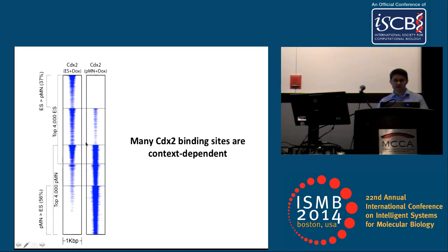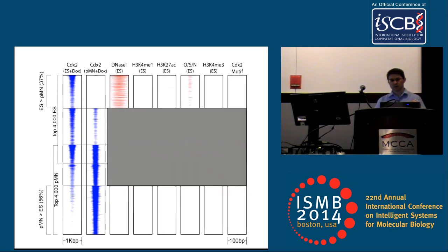Let's take these sites, for example, that are bound more in ES cells than, in this case, progenitor motor neurons. When we look back at what those locations look like in ES cells, we see something like you would have probably expected. These sites are already accessible in ES cells. They're already marked as enhancers. They're already bound by OCT4, SOX2, NANOG, all these other transcription factors.